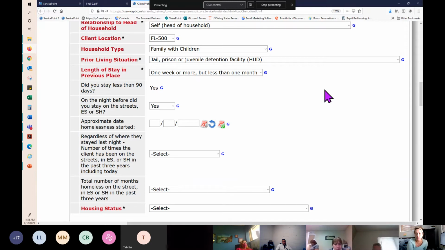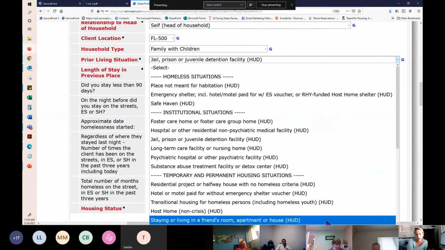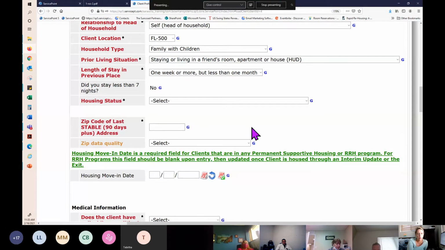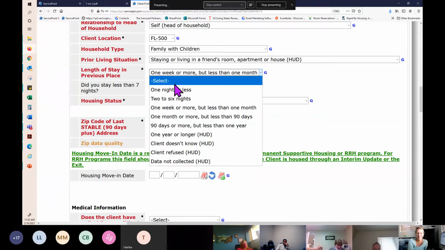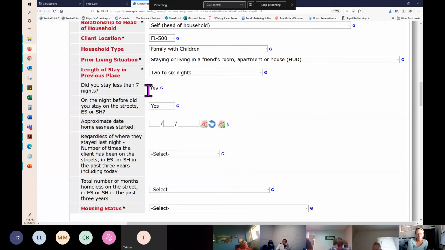Let's think of another here. Maybe the clients are couch surfing right now. So they're staying in a friend's room, apartment, or house. Same thing. If they've been staying in a friend's room, apartment, or house for a week or more, they are not considered literally homeless. But if we changed this to 2 to 6 nights, we see the questions appear again.